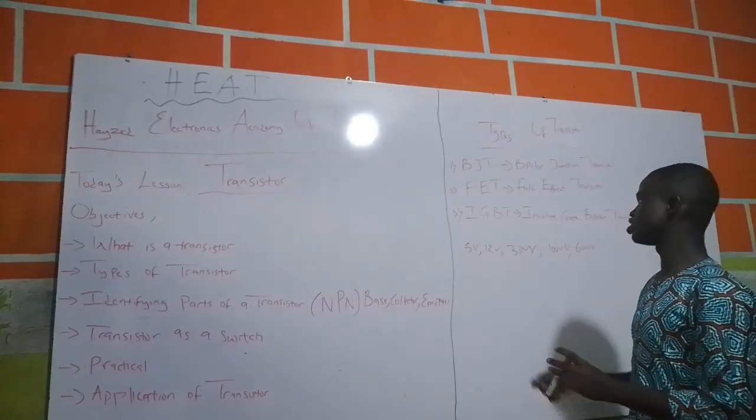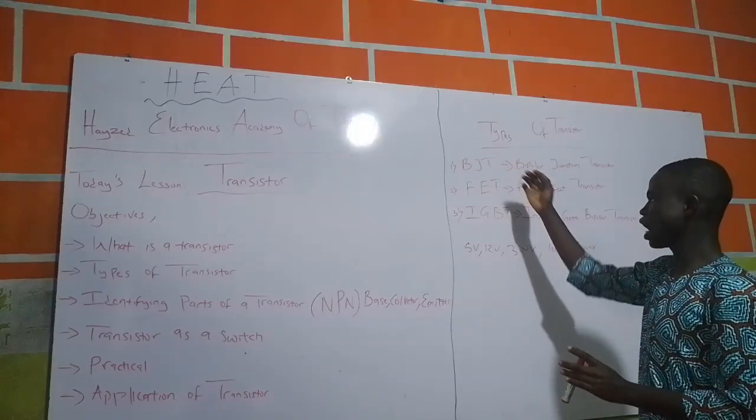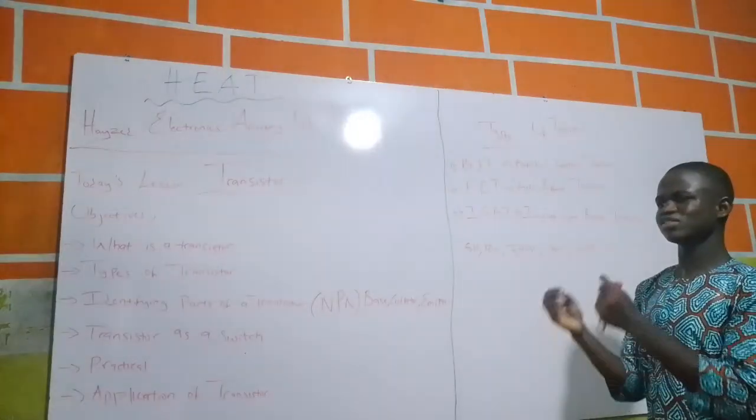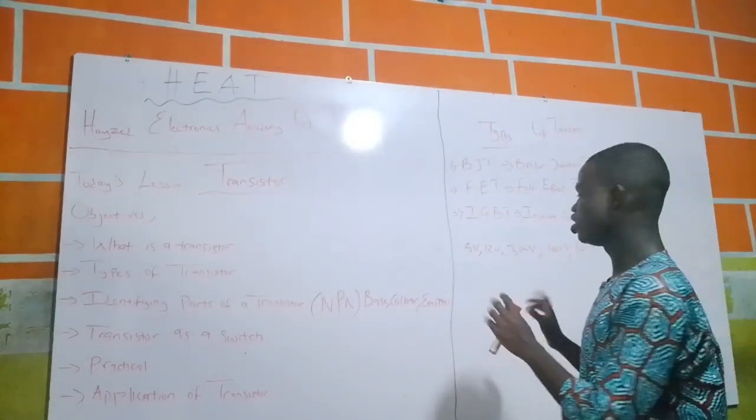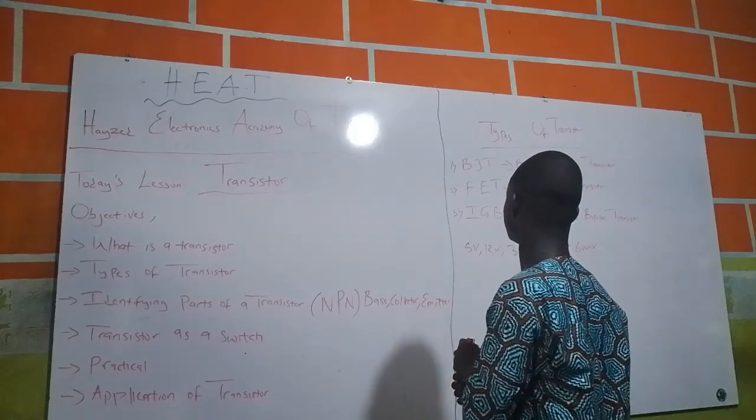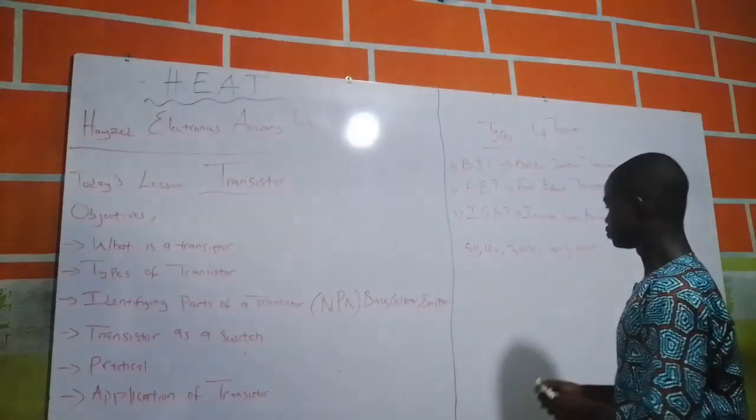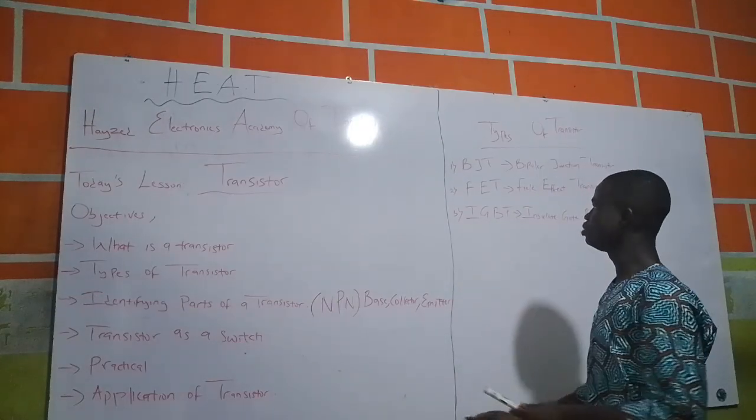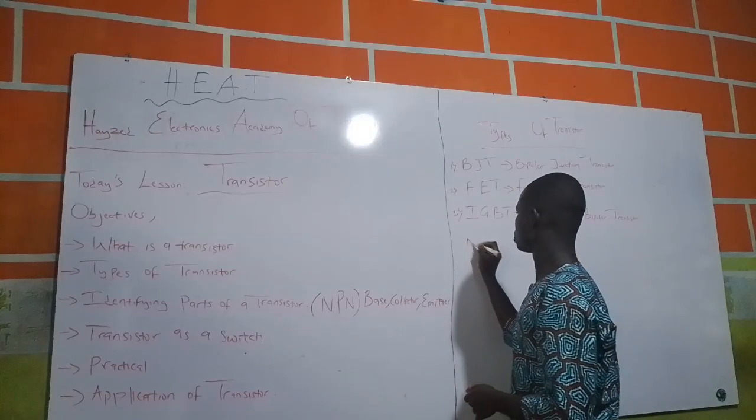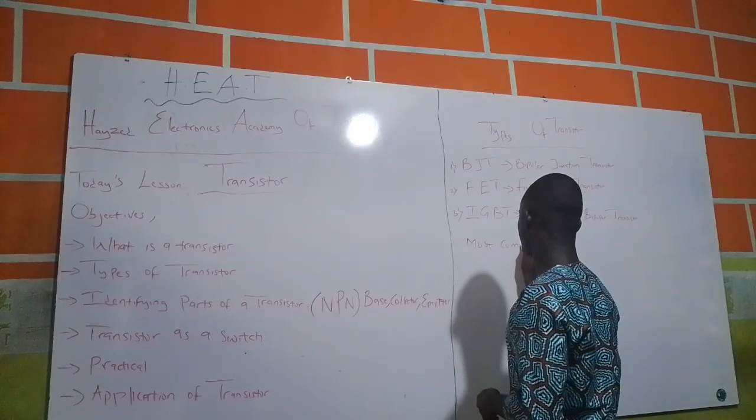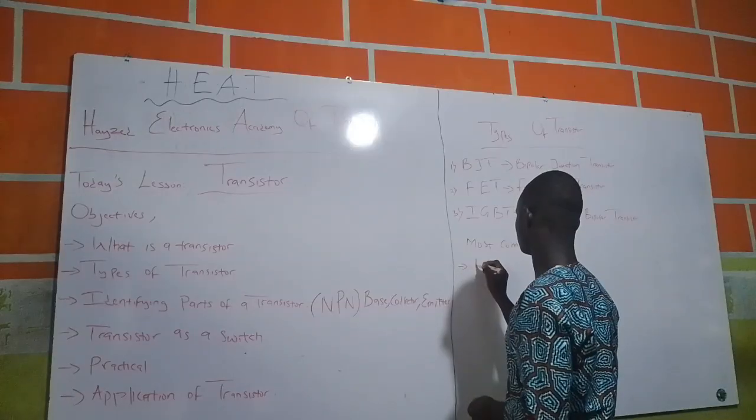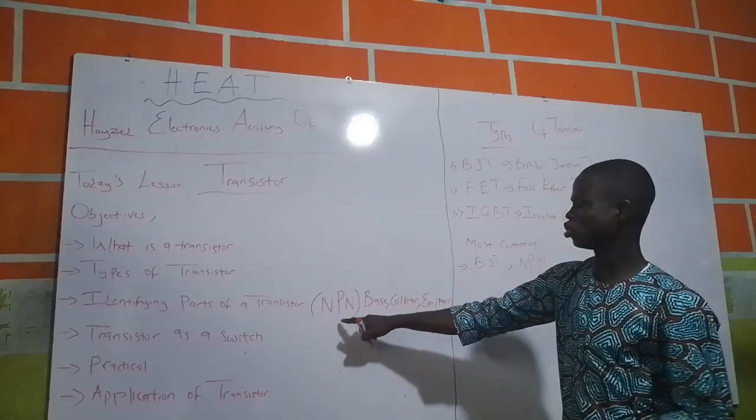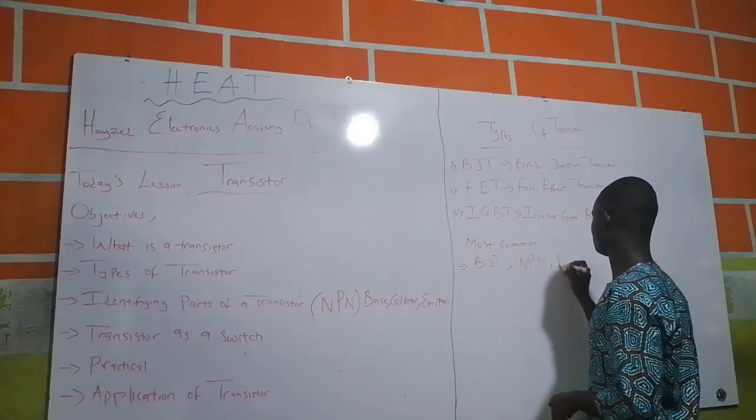But in many projects, we mostly use the BJT transistor because, apart from the fact that it can handle lower voltage, it requires just a very minimum voltage to operate. Now, in electronics, the most common BJT transistor that we have is the NPN. That was what I said earlier, because we're going to be focusing on the NPN transistor and also the PNP.